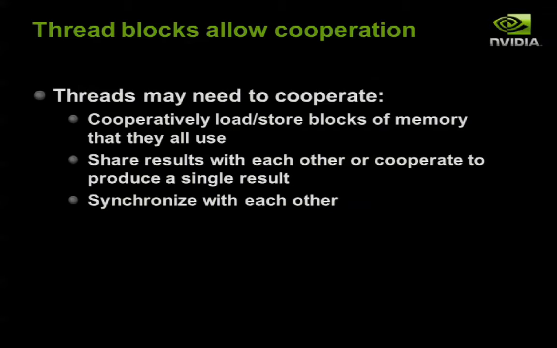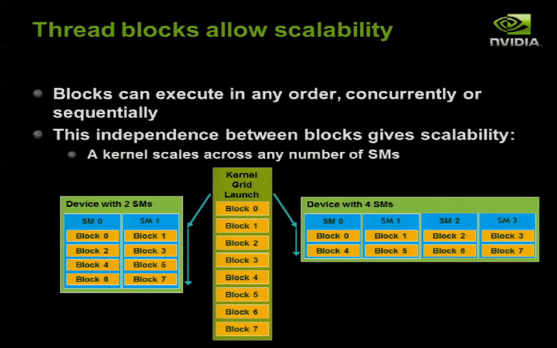Now, the way that threads can communicate with each other is shared memory. It's a piece of memory that sits on each one of the streaming multiprocessors that can be accessed by all the threads within the same block. And so these threads can then use shared memory to exchange data, or they can synchronize with each other, so basically do all the mechanisms that are necessary for cooperation.